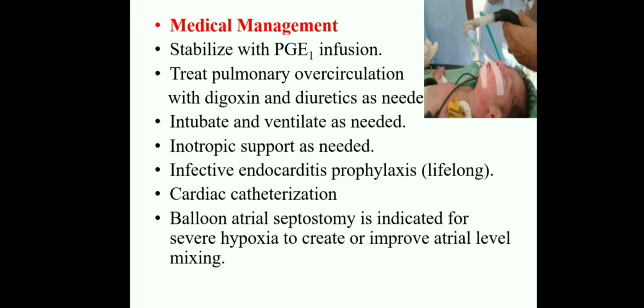And coming to the cardiac catheterization, here the intervention is cardiac catheterization. It reveals which parts of the heart are having transposition, everything should be ruled out through the cardiac catheterization. And then balloon atrial septostomy is indicated for severe hypoxia to create or improve atrial level mixing. So here the intervention is balloon atrial septostomy. Okay, here they open the atrium and then dilate it with the balloon. Okay, this is about the medical management.